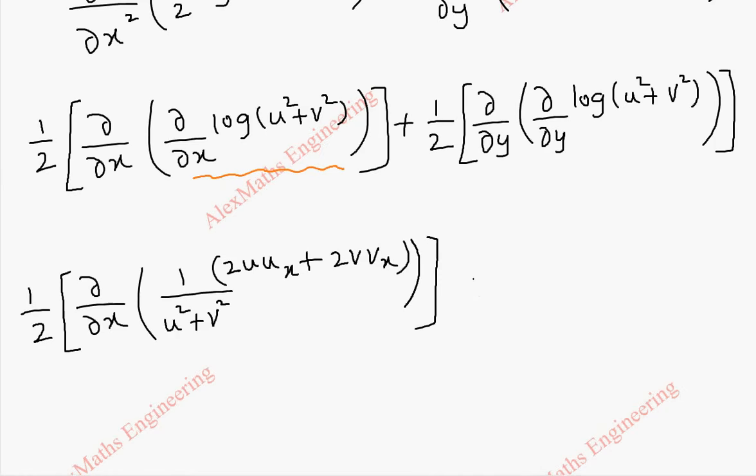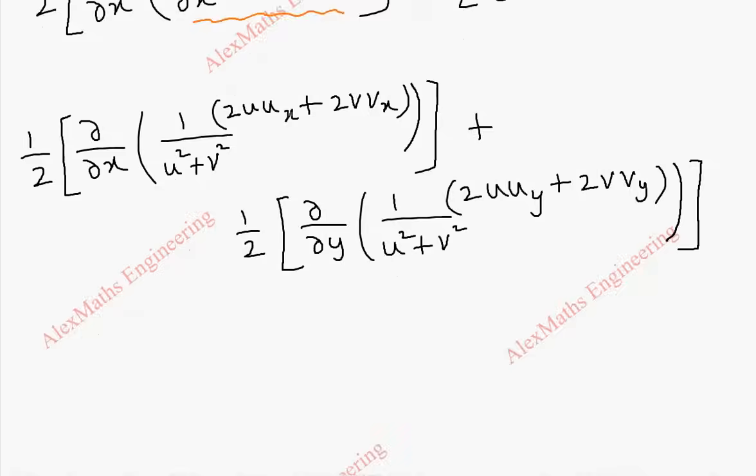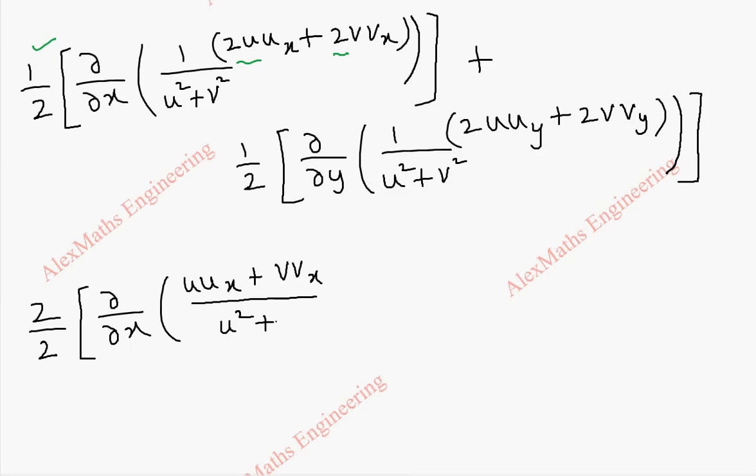In the same way, plus the second term, which is half dou by dou y of 1 by u square plus v square and 2u uy plus 2v vy. So here everything is partial derivative with respect to y. Now from the numerator part we find 2 is common, which can be taken out here. The same way for the other term also. So 2, and already there is 1 by 2 outside. Then we have dou by dou x of ux plus vx whole division u square plus v square.